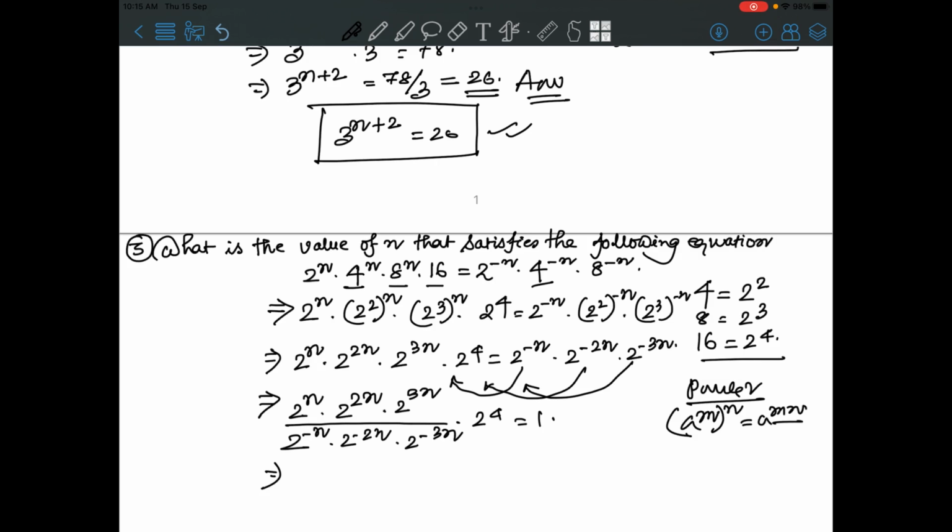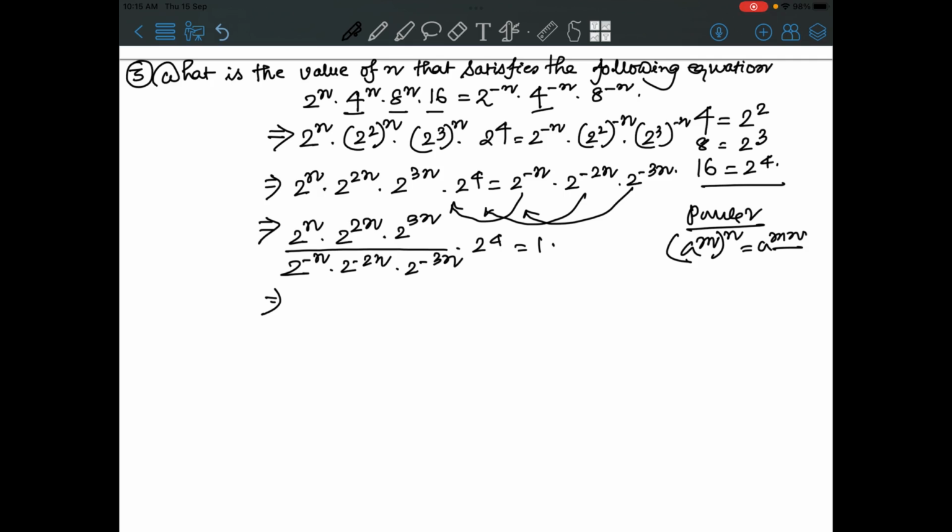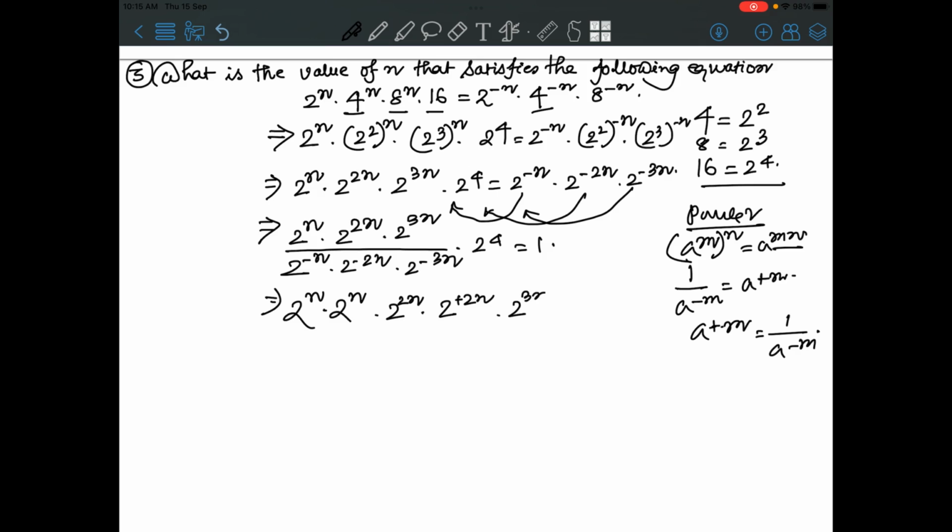Now what are we going to do? We will apply the formula of reciprocals. The formula of reciprocal is 1 by a to the power minus m can be written as a to the power plus m, and we can write a to the power m equals a to the power minus m. So in this case, 2 to the power n into 2 to the power n, 2 to the power 2n into 2 to the power plus 2n, 2 to the power 3n into 2 to the power plus 3n. Now we will shift 2 to the power 4 to the right hand side, so it will turn into 1 by 2 to the power 4.